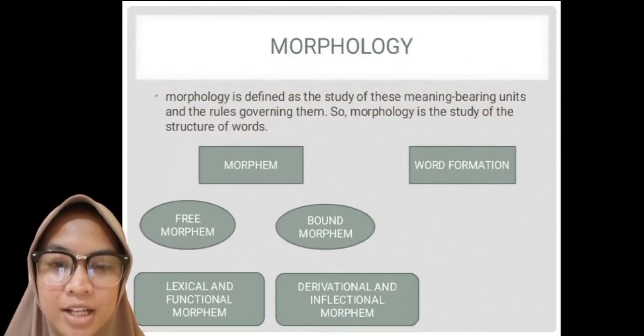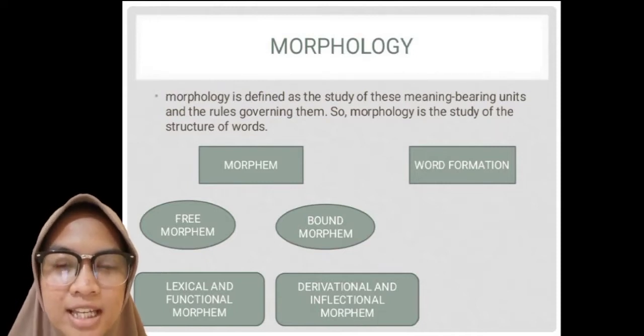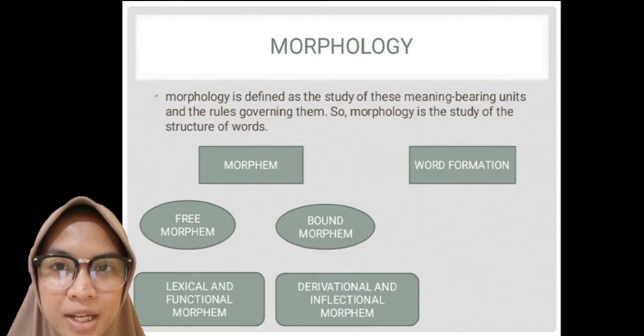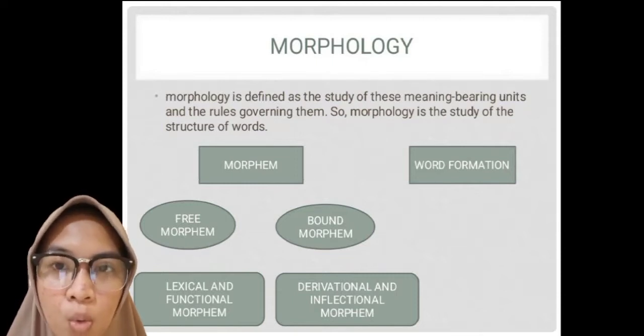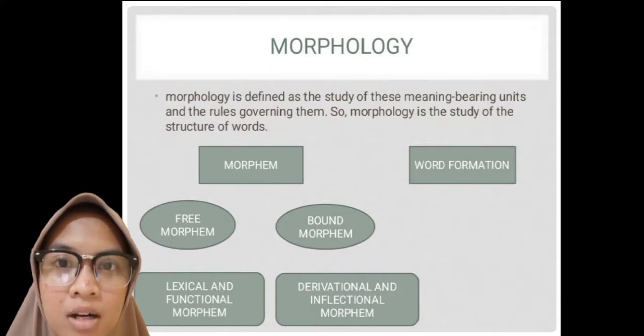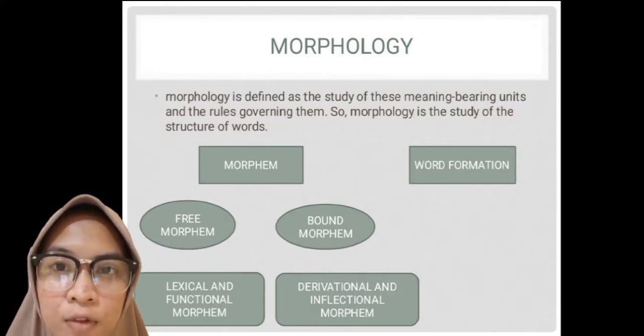And the second branch of linguistics is morphology. Morphology is defined as the study of meaning-bearing units and the rules governing them. So, morphology studies morphemes and word formation. Morphemes are the smallest meaningful units of language.